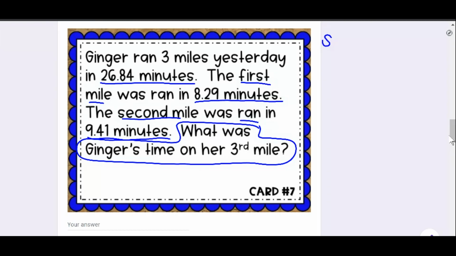Step 1, I want to figure out how many total minutes did she run already. So far, or in those 2 miles that they gave us, the first and the second mile. That way we can figure out the third mile. So I need to add her first and second mile together. And then in my next step, I would subtract that total from her 3 miles total. And that will give us how much she did in the third mile. So let's get started.